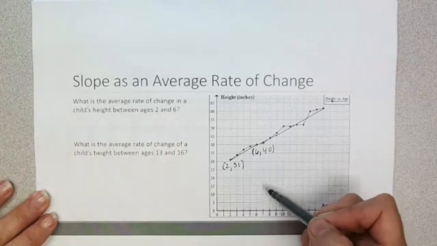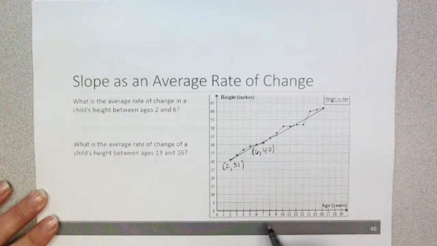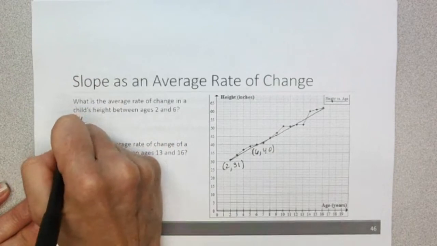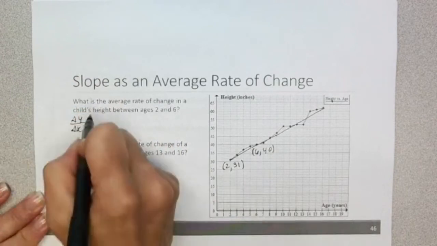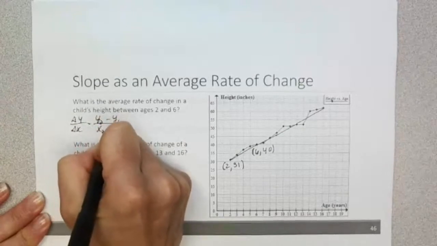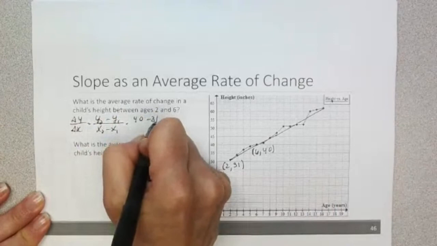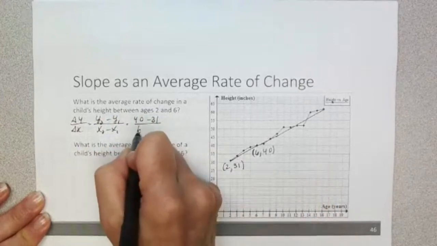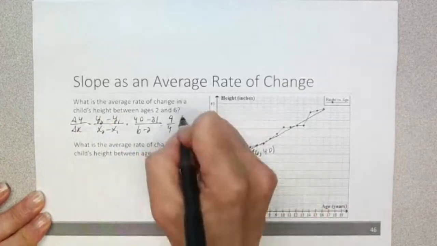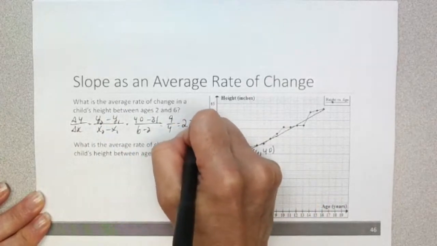So what is the average rate of change here? What's your change in your y's over your change in your x's? In this case, we'll use a formula. We'll say it's y2 minus y1 over x2 minus x1. That's going to be 40 minus 31 over 6 minus 2, or 9/4. As a decimal, that's going to be 2.25.